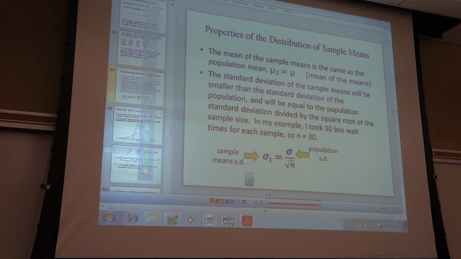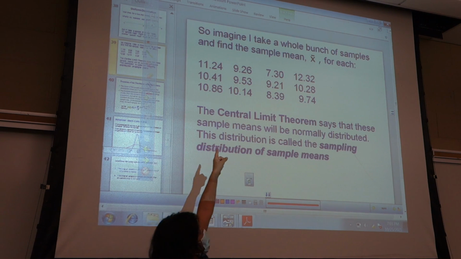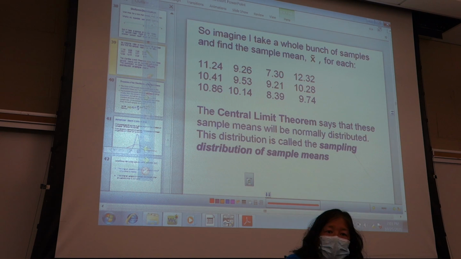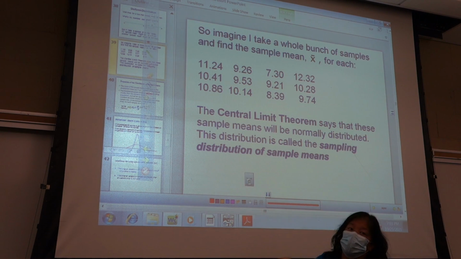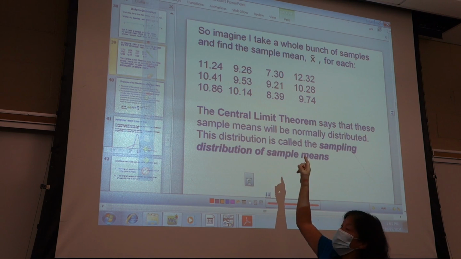Sorry, this is going kind of backwards, but what does it mean that the sample means are normally distributed? That was this one here. I take a sample of 30 and I average them. I take another sample of 30, and another. I take all the samples of 30 and I average each of them. Each one of those numbers up there represents a sample of 30 and their average. The first sample of 30 had an average of 11.24. The next one had an average of 10.41. The next one had an average of 10.86. Each of those numbers represents the average of 30.